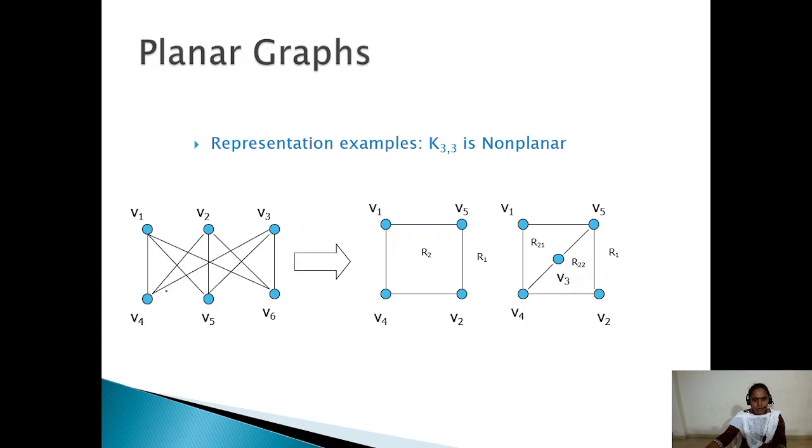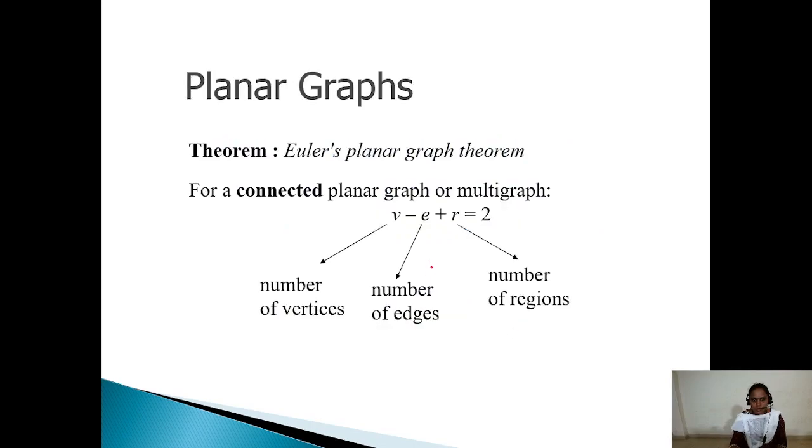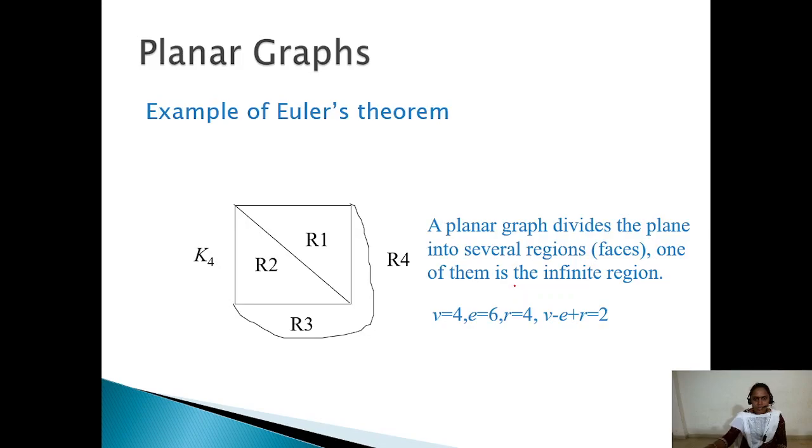Here is one example with V1, V2, V3, V4, V5, V6. Here it is divided into two graphs. This is one theorem. Euler's formula for a connected planar graph: V minus E plus R. V means what? Number of vertices. E means number of edges. R means number of regions. Here, in this example, this is one region, this is one region, this is one region. Here are the vertices: how many? 1, 2, 3, 4. So here V equals 4.